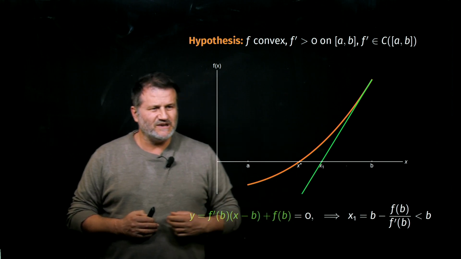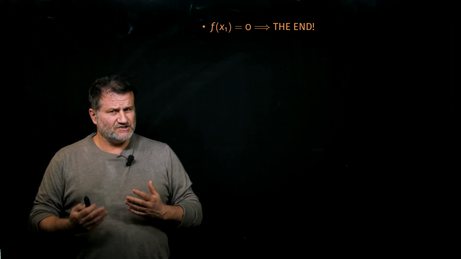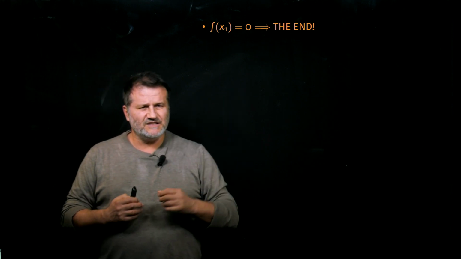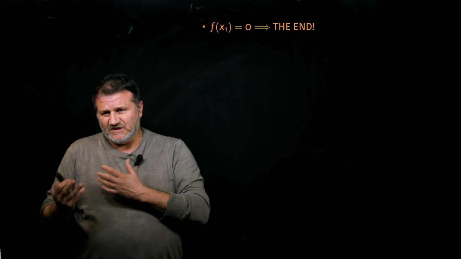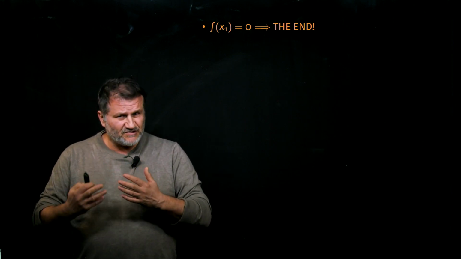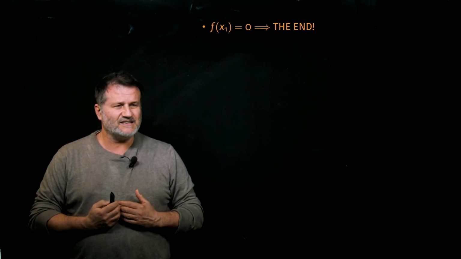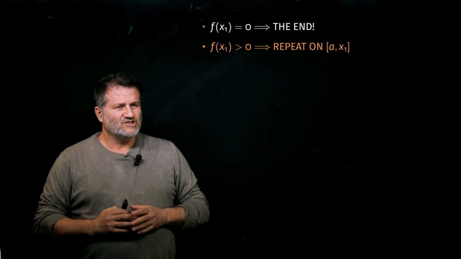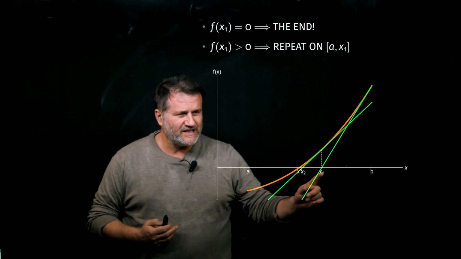So what should we do now? We should compute f at point x1, and we have this alternative. Either the value of f at point x1 is 0, which means that we finished our search, or, since we know that f(x1) is greater than or equal to 0, because the function is above the tangent and the tangent is 0 at x1, the value of f must be strictly positive. So what we do is repeat the search on the interval from a to this point x1.